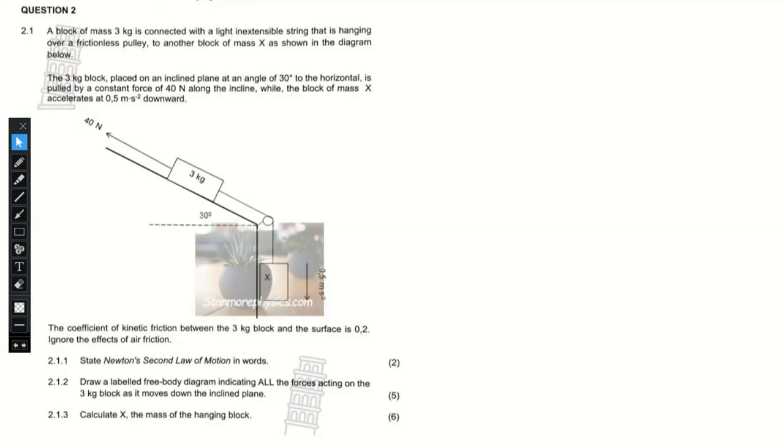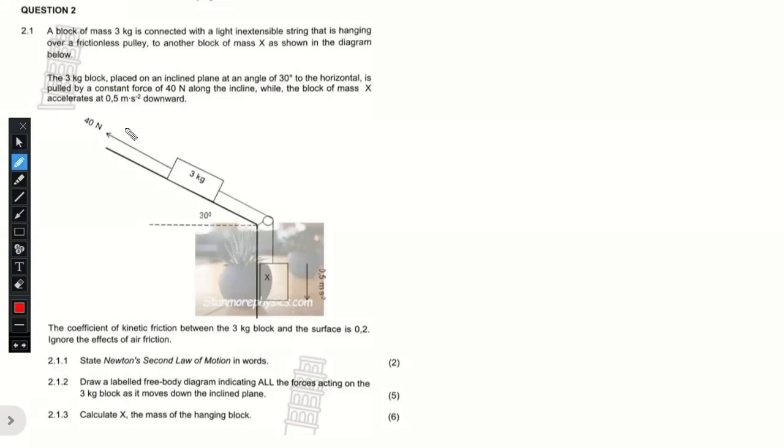Okay, so we have question 2 on Newton's second law, and this is an extract from a KZN 2024 prelim paper, physics paper 1. Question 2.1 says a block of mass 3 kg is connected with a light inextensible string that is hanging over a frictionless pulley to another block of mass X as shown in the diagram below. The 3 kg block placed on an inclined plane at an angle of 30 degrees to the horizontal is pulled by a constant force of 40 Newton along the incline, while the block of mass X accelerates at 0.5 meter per second squared downwards, right?